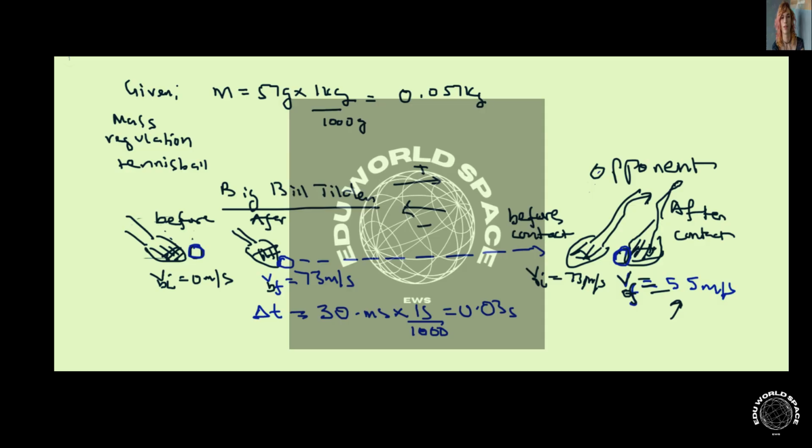We're supposed to find a couple of things about this problem. We want to find the impulse. Remember, impulse is just the product of the force and the time. So we want to find the impulse of both Big Bill Tilden and the opponent, and we also want to find the force, for both of them. So in part A, we're going to go to the next page. In part A, we're going to deal with Big Bill Tilden.